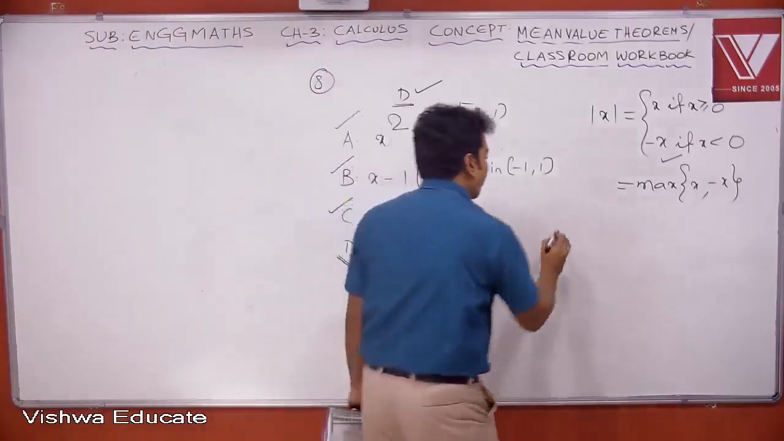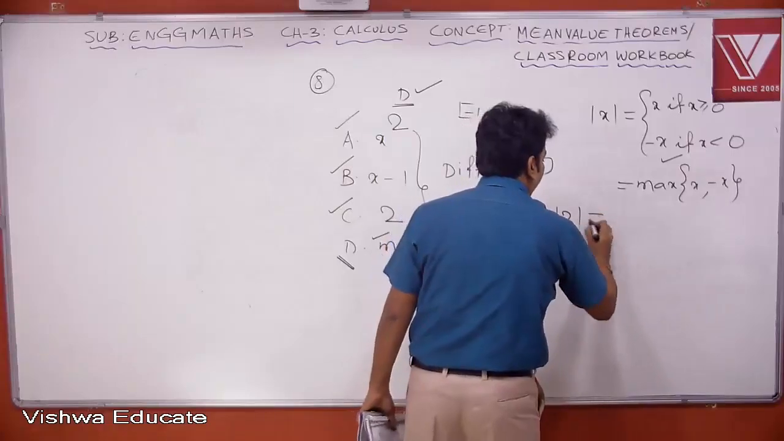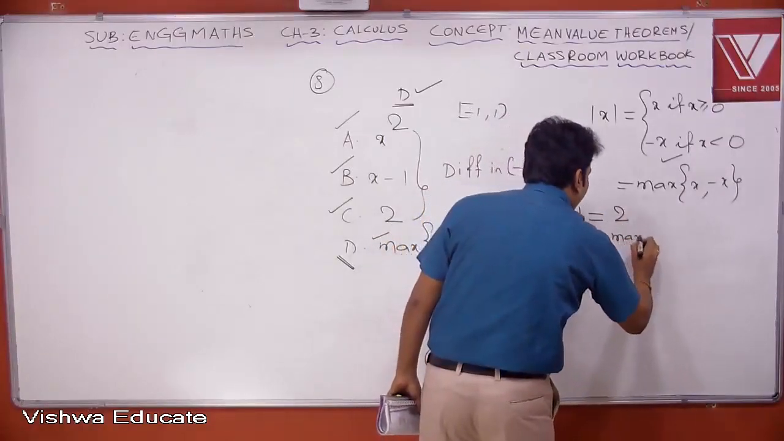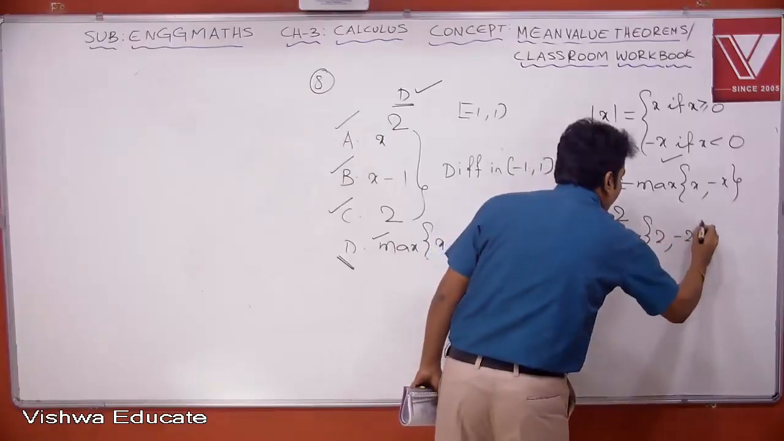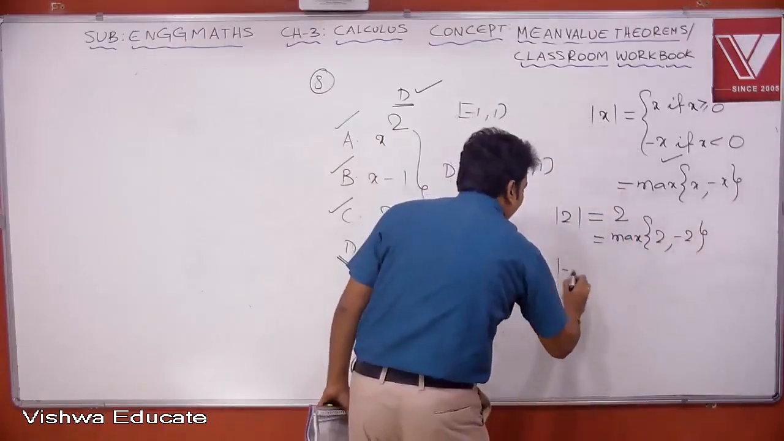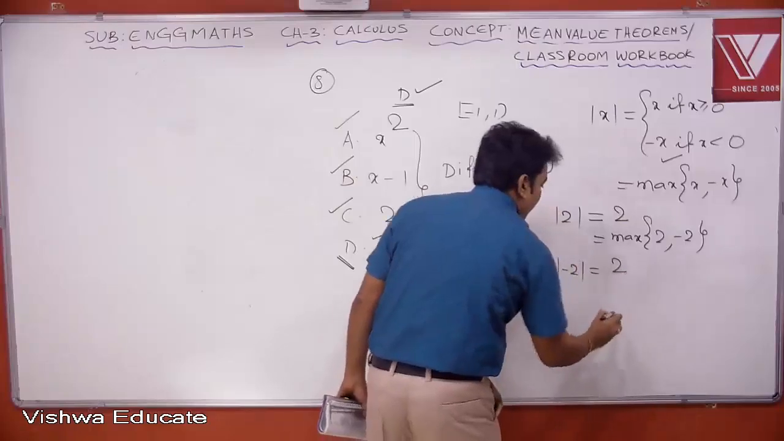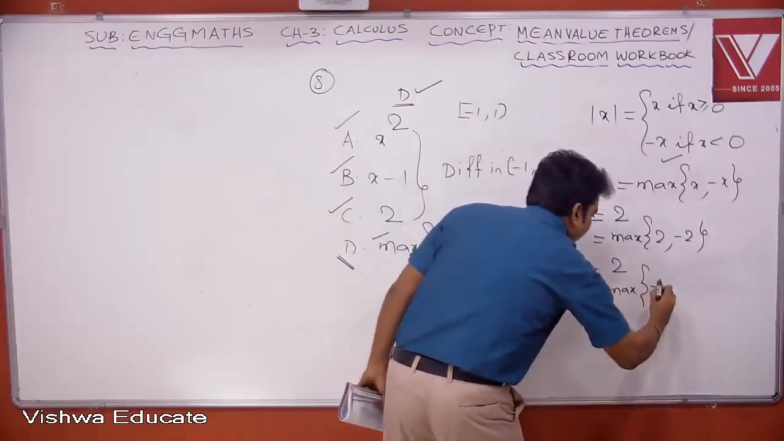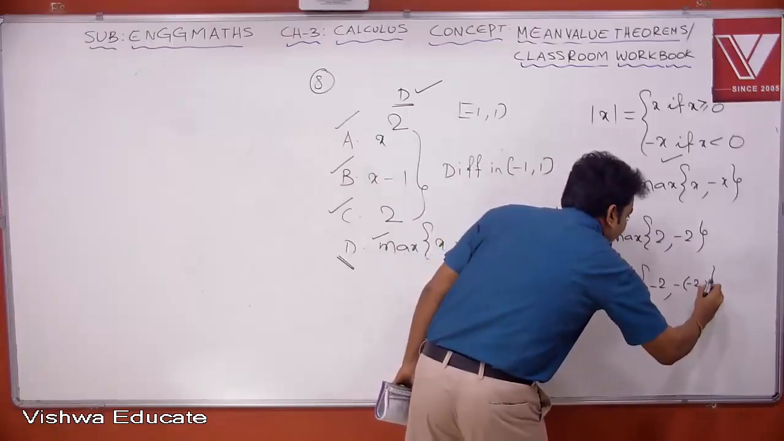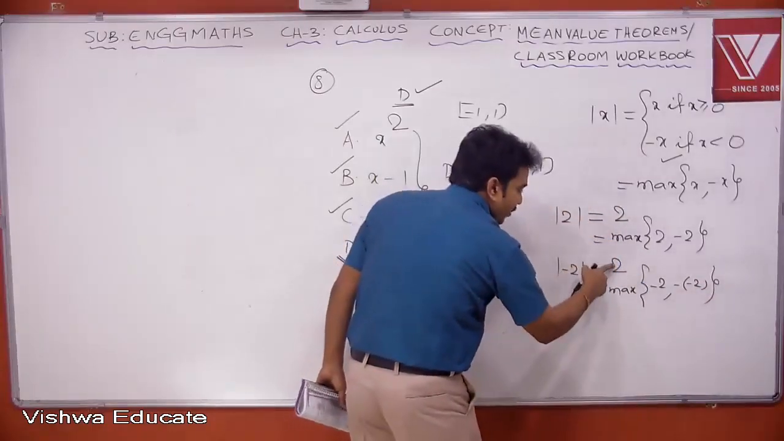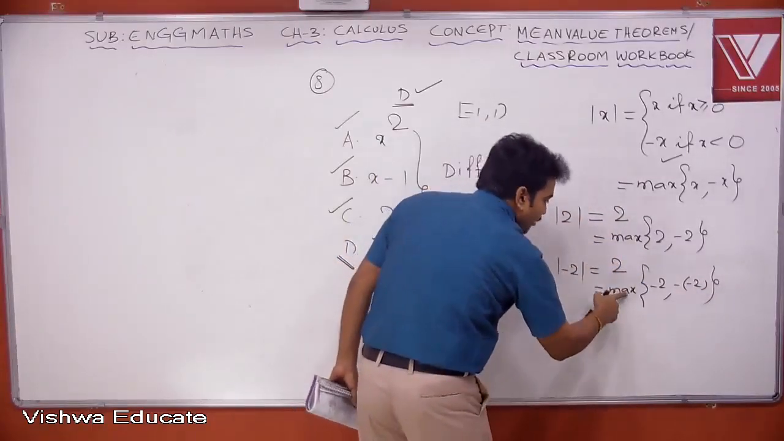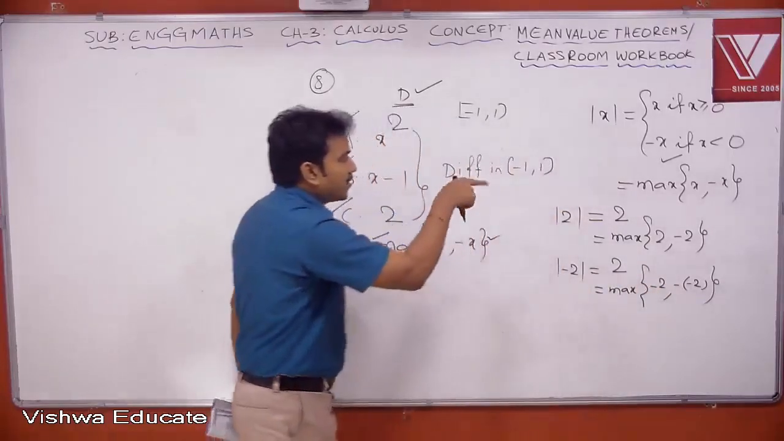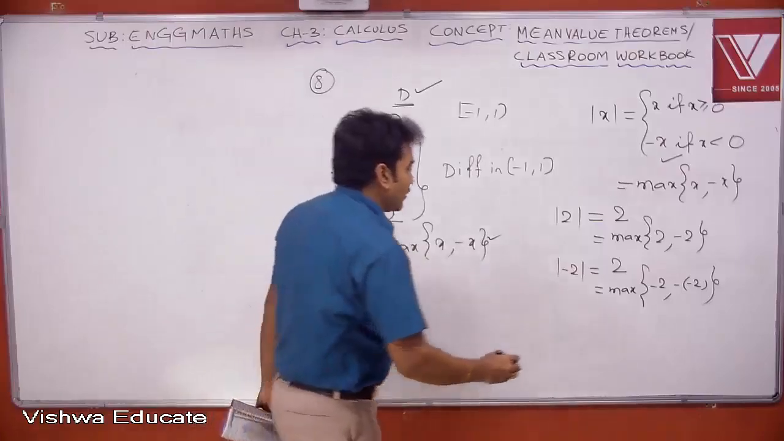Let me give you one example. Suppose I have modulus of 2. Actually, modulus of 2 is 2. This 2 I can write as maximum of 2 comma minus 2. Similarly, if I have modulus of -2, I can write it as 2. This 2 is nothing but maximum of, original value is -2, minus of -2. So modulus of -2 is 2. I can write this as maximum of x comma minus x. Therefore, mod x is maximum of x comma minus x.